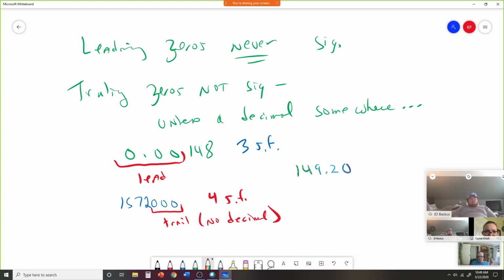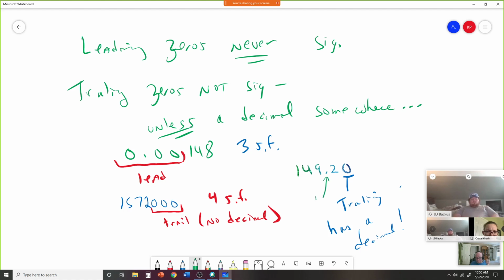How about this one? What do we got there? Well, that's trailing, right? But it has a decimal. Unless, well, let me make that look just a little better. Unless a decimal somewhere. So there is a decimal. Look, there's a decimal right there. So that makes everything significant. So this is 5. Okay?